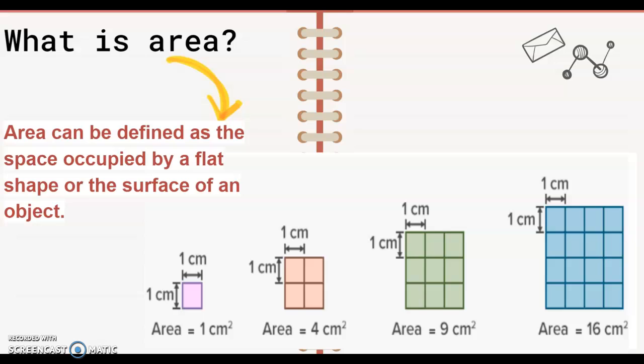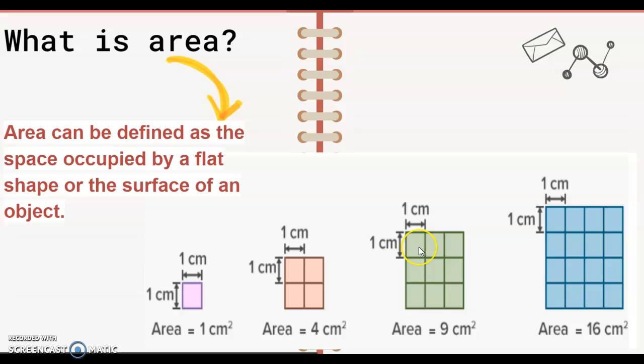So for example, when you look at these 4 different figures at the bottom, you'll see for the first one, the area is 1 centimeter squared because there's only 1 square. When you move over to the second figure, you'll notice that now the area is 4 centimeters squared. So when you count, there are 1, 2, 3, 4 squares. So the area would equal 4 centimeters squared.